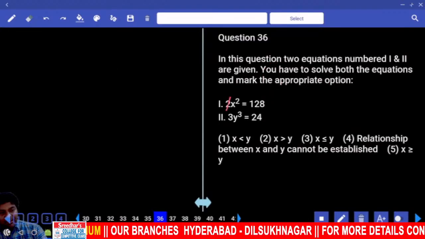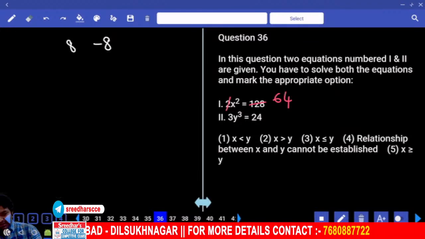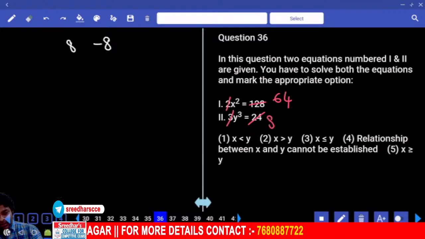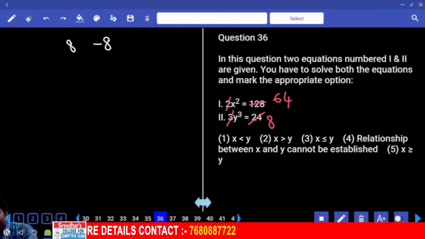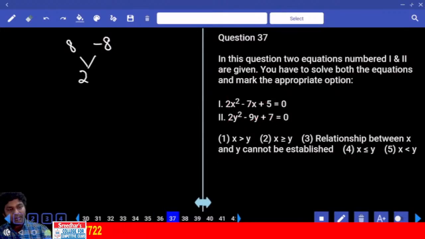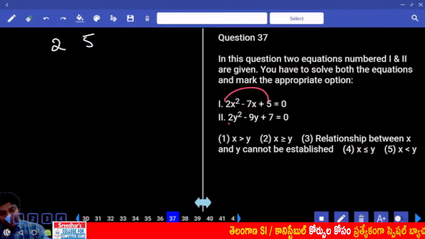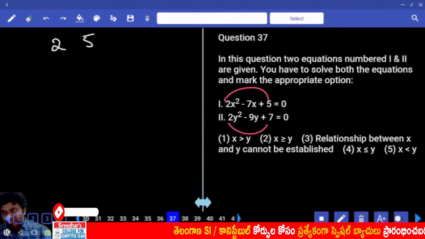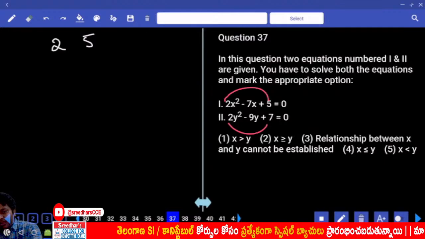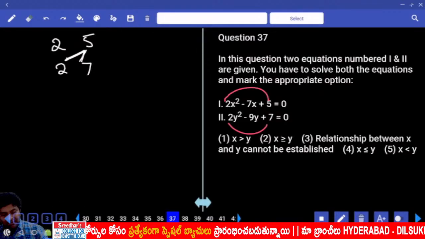Right. X square will be equal to 64. X is equal to plus or minus 8. Y cube is equal to 8. Then Y is equal to 2, in between, no relation. 2, 5. That itself is the combination. Minus 2, minus 5 combination. Then factors are 2, 5. Even here also 2, 7 are the combinations. Minus 2, minus 7. Then factors are 2, 7. Again, in between condition, no relation.